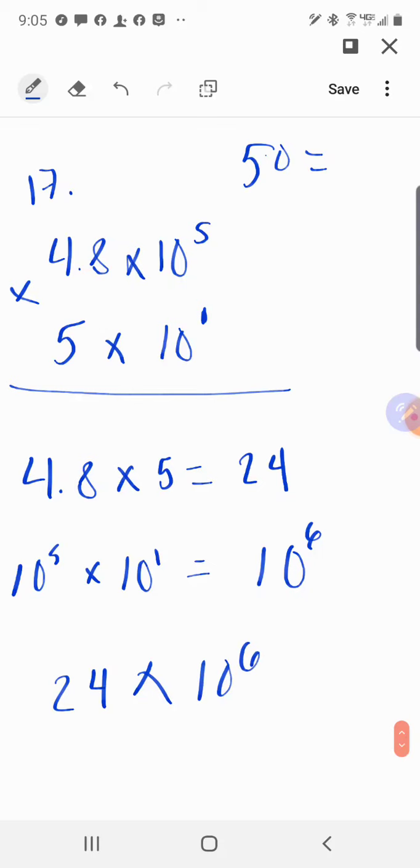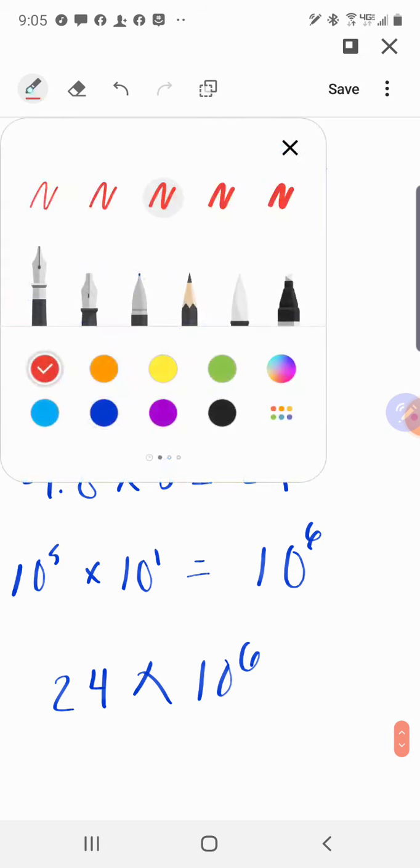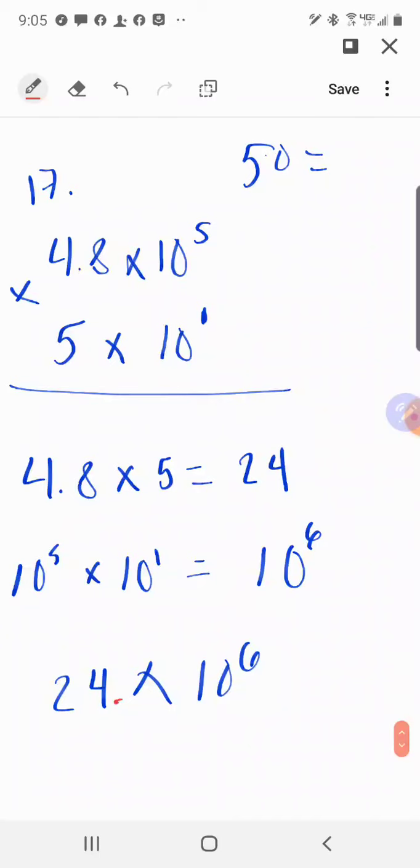This answer is not in scientific notation because the decimal must go after the first number. So 24, I need to take the decimal, which is located, I'm going to change the color so you guys can visually see it, which is located right here, and I'm going to move it right here. So if I'm moving back 1, I am moving further away from my number, so it becomes 2.4 times 10 to the 7th. All right, and this is your answer.